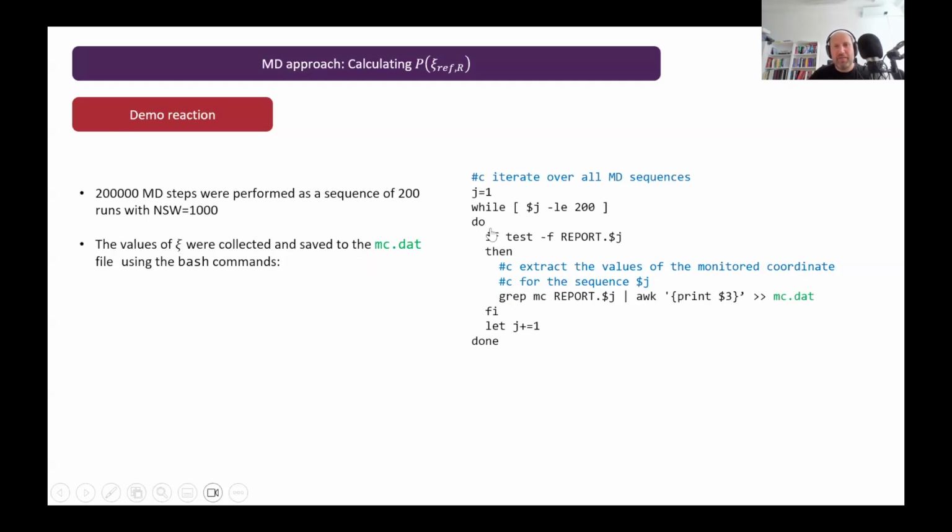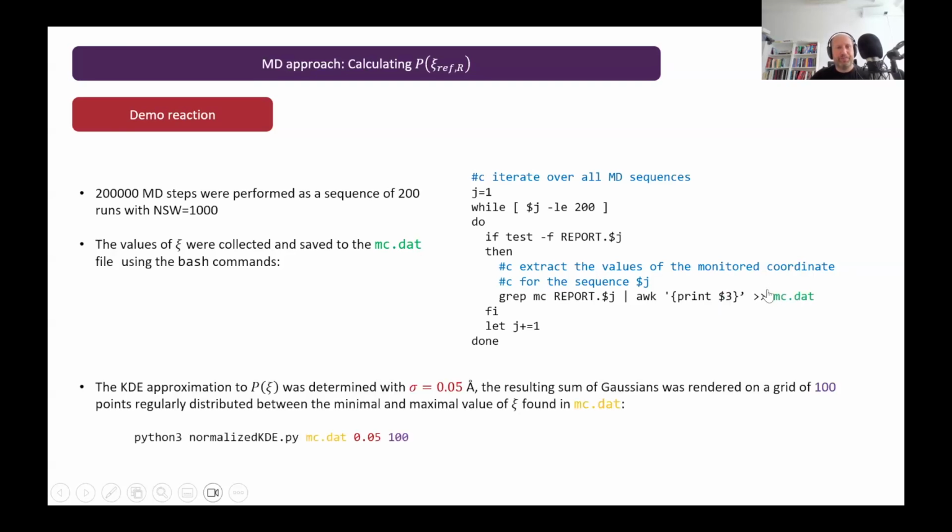This is how I did it in practice. Here again, I iterated over MD sequences for existing report files. I filtered out lines containing the string MC and picked the third entry, and that number was then stored in the MC file.